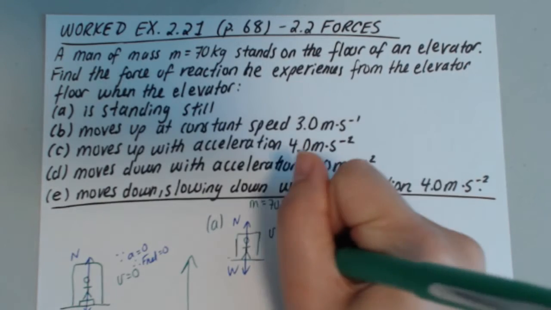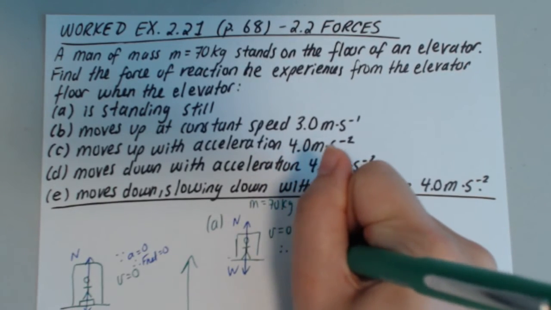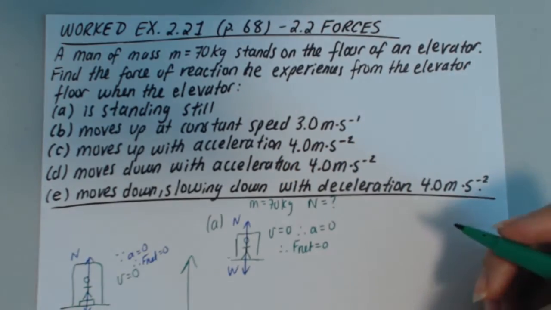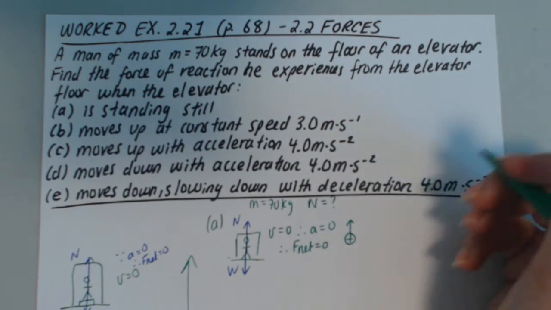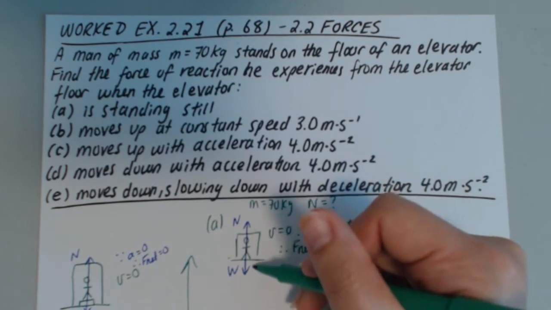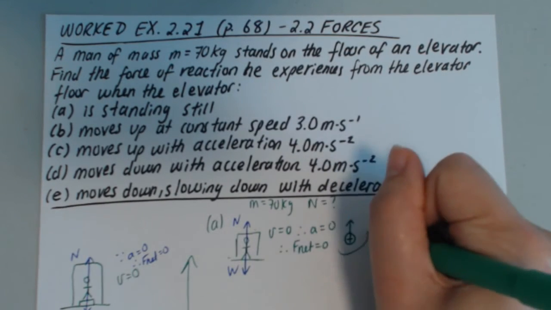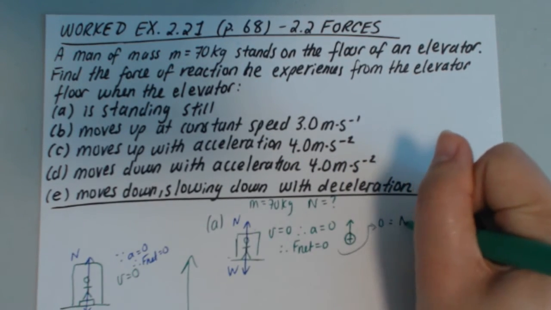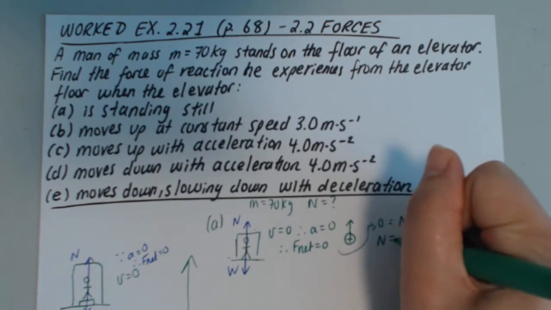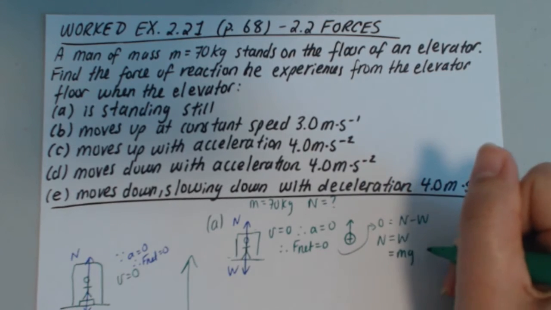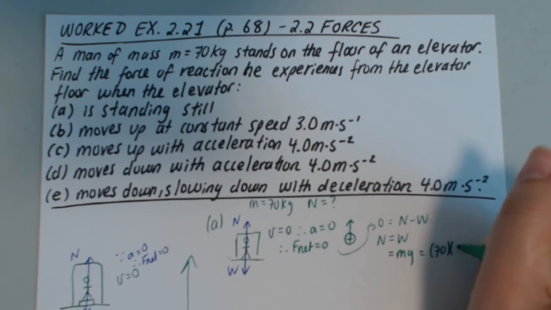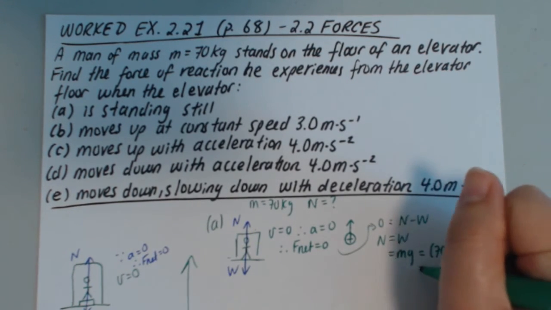Therefore, acceleration is 0. Therefore, F net equals 0. Okay, now I have to define a positive direction here, so I'm going to let positive be up. Okay, so what forces are acting on him? Normal and weight. So if F net equals 0, that means 0 equals N minus W. So N equals W, and we're looking for N. W is equal to mg, so that's equal to 70 times 9.81.